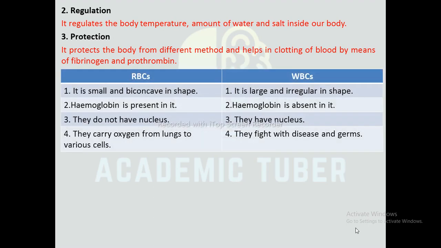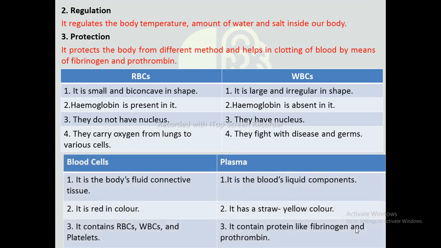Differences between RBC and WBC. RBC, it is small and biconcave in shape, whereas WBC, they are large and irregular in shape. RBC, hemoglobin is present in it, whereas in WBC, hemoglobin is absent. RBC, they don't have nucleus, whereas WBC, they have nucleus. RBC carry oxygen from lungs to various cells, whereas WBC fight with diseases and germs.